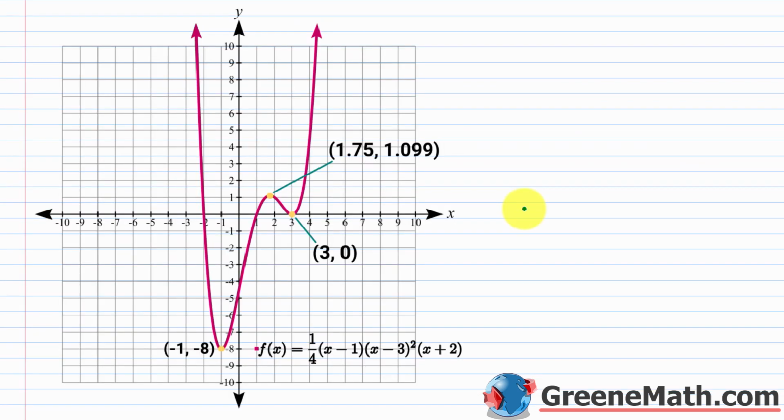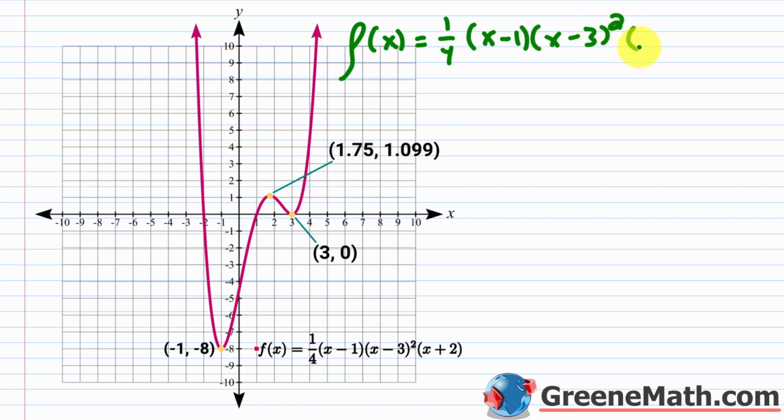Okay, let's look at an example real quick. I have this graph already drawn. Let me write this out, it's a little bit hard to see. f of x is equal to 1/4 times the quantity x minus 1, times the quantity x minus 3 squared, times the quantity x plus 2. Again, I've given you this on Desmos. Your degree here, if you go through and simplify, is going to be 4.